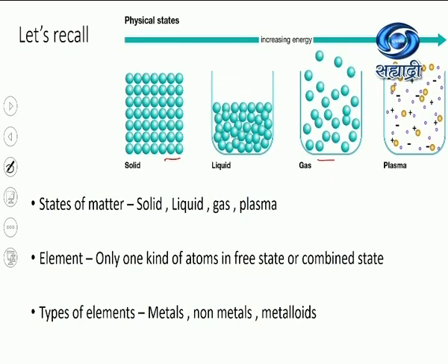Now what is plasma? At the very high temperature of stars, atoms lose their electrons. The mixture of electrons and nuclei that results is plasma. We can say it is an ionized gas. There is also a fifth state of matter, Bose-Einstein condensate, but we are not going into more detail on that. What is an element? Only one kind of atom, in free state or combined state. And what are the types of elements? We know metals, non-metals, metalloids, that we have already learned.